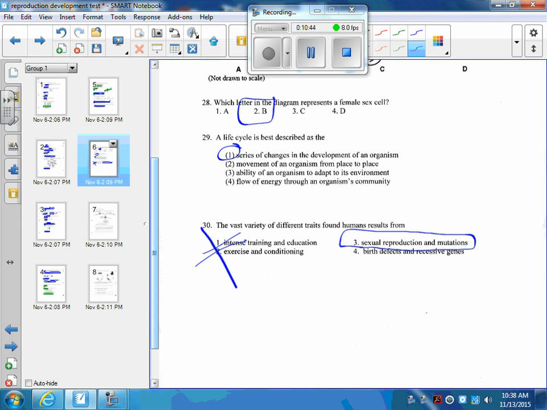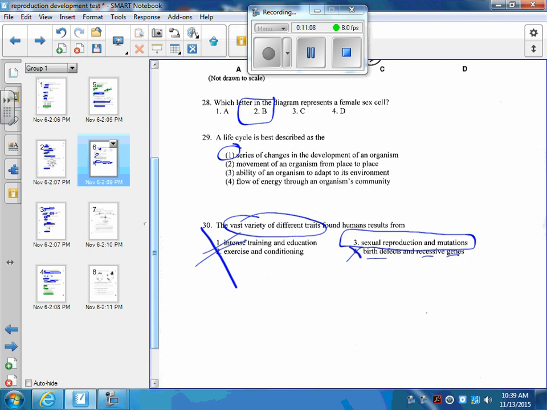Birth defects and recessive genes. Well, we didn't even do recessive genes yet. And different traits from birth defects. No. We do get different traits from birth defects, but the vast variety of different traits, like some people have blue eyes, some people have brown eyes, some people have green eyes, we get that because we're changing genes with fertilization. We are sharing the information.